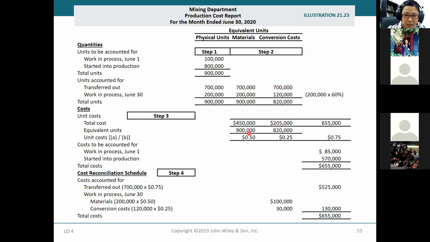Okay? Anyone find for me unit cost of material? How much is unit cost of material? Anyone know? Anyone got that? Unit cost of material and unit cost of conversion for exercise 21.7. Do like this, step number 3.